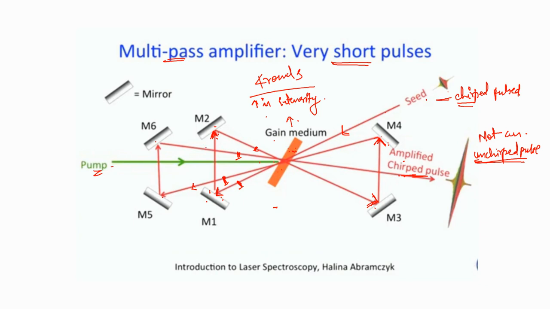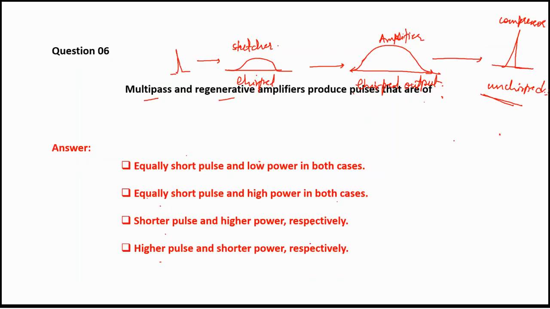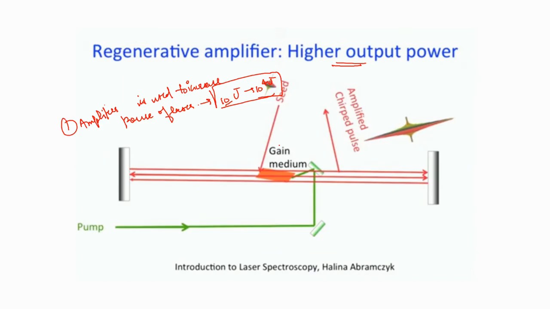When we talked about the multipass amplifier, we could study that since there is only one gain medium and the others are mirrors, there is no lagging in time, and therefore we can get a short pulse and not a broad pulse. So this is the advantage of a multipass amplifier, that way we get a short pulse. So short pulse and shorter pulse.